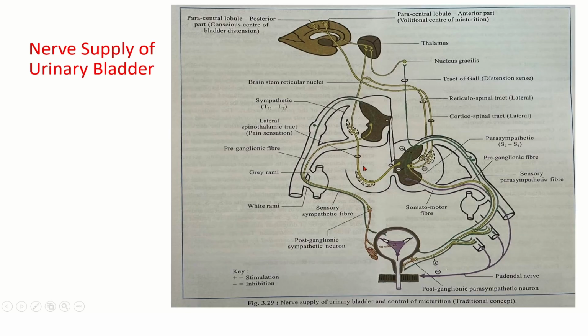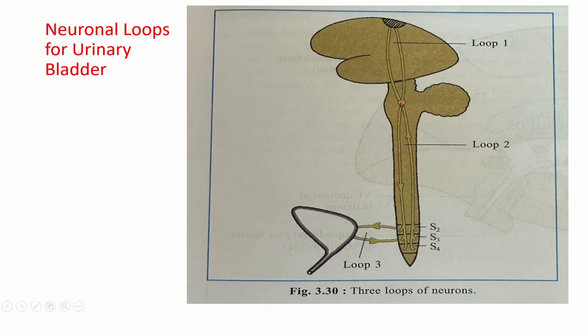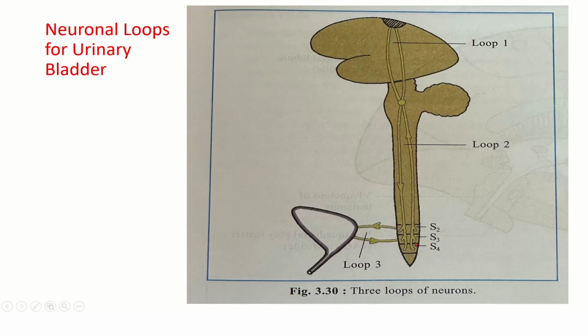Then, reflex control of micturition. So, there are three reflex controls, namely the motor area of the paracentral lobule. You can see here, this is the motor area of the paracentral lobule, and the detrusor center in the pons. Then the sacral micturition center. Here you can see this is the sacral micturition center. So paracentral lobule, then detrusor center in the pons, and the sacral micturition center, which is S2, S3, S4.